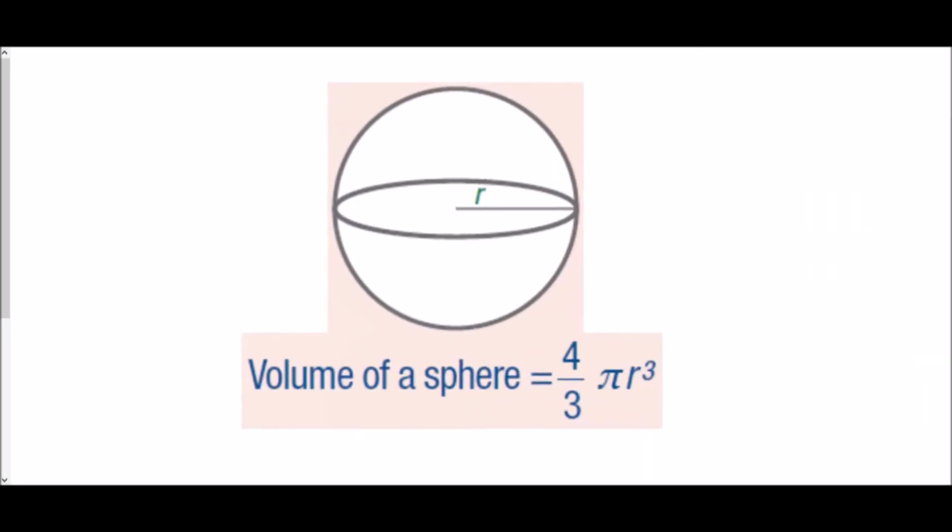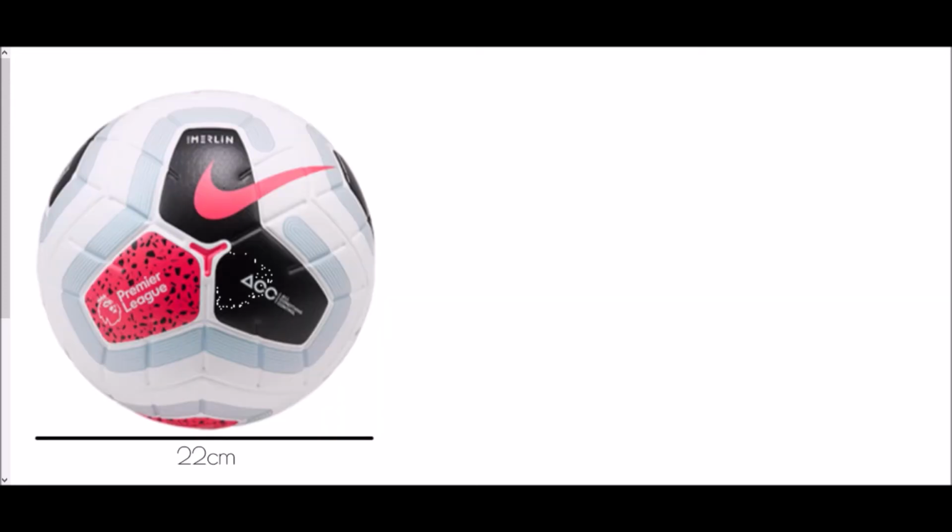Lastly, we have the volume of a sphere, and the formula there is 4/3 pi r cubed. Now again, this will be provided in the exam at any point where you are going to be dealing with the volume of a sphere. And so 4/3 pi r cubed, let's try and use that for our football.